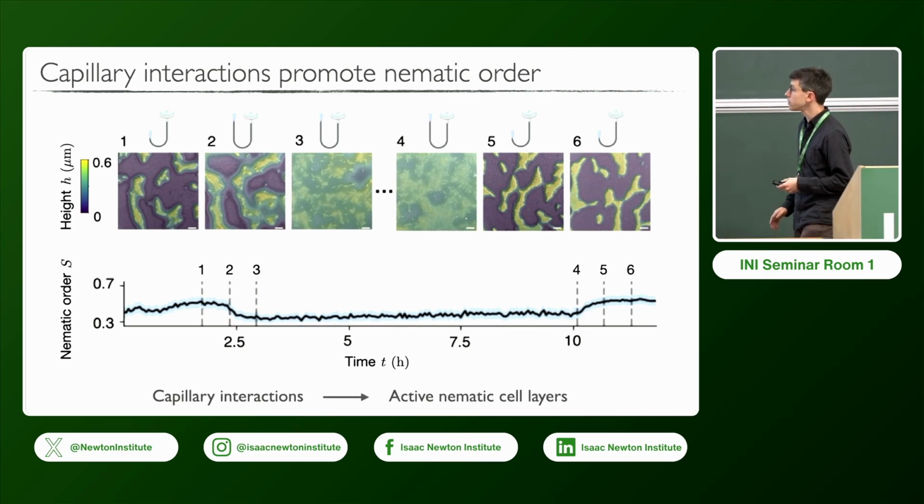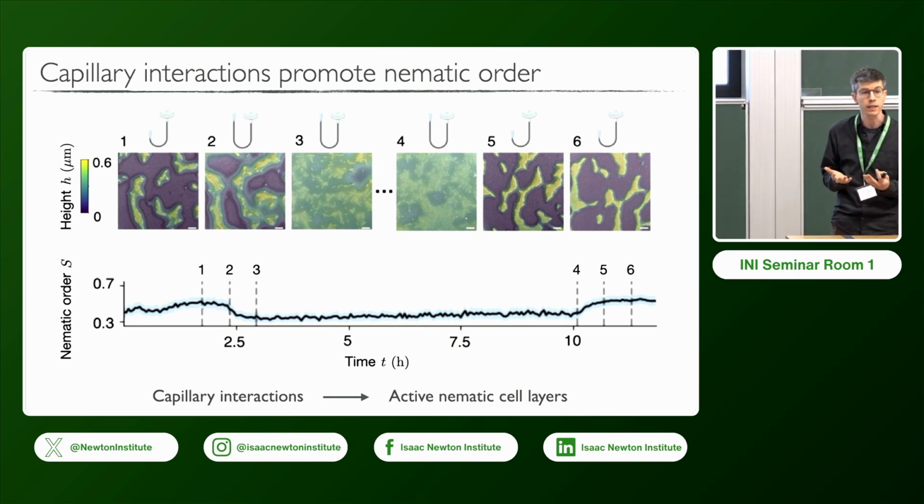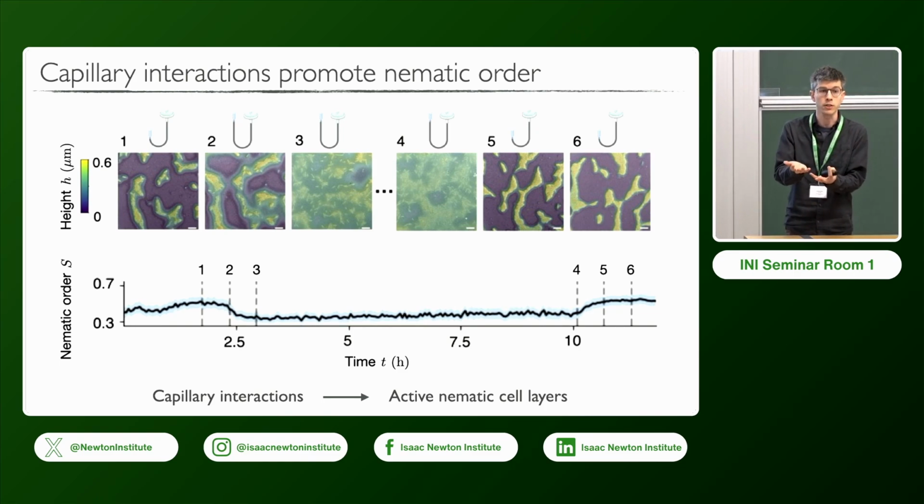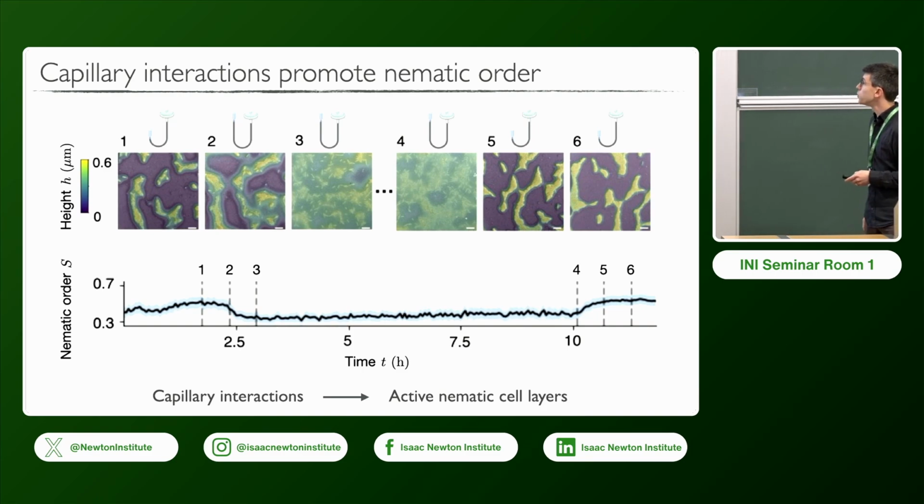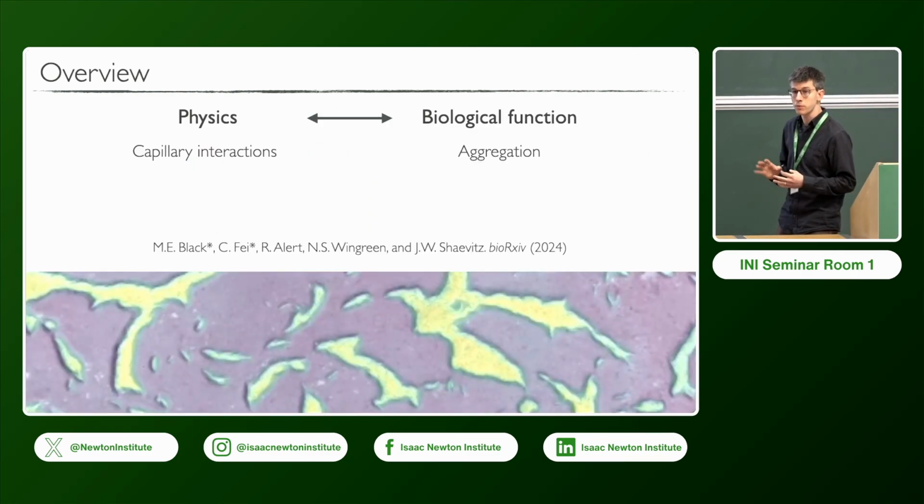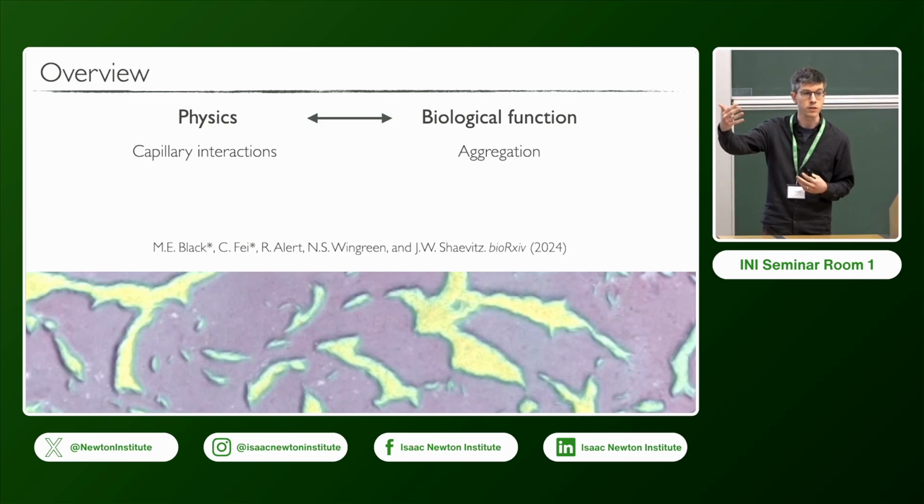So I think this is telling us that the capillary interactions are actually important for the colony to assemble these active nematic layers in the first place. And that then allows the colony to develop topological defects, which will then allow the colony to generate new layers and form fruiting bodies. So this is what I wanted to say in this first part. Let me just summarize by saying that the interesting aspect of this is that we found a piece of physics, which is capillary interactions, which together with activity allows this bacterial colony to aggregate, which is the first step towards forming fruiting bodies.